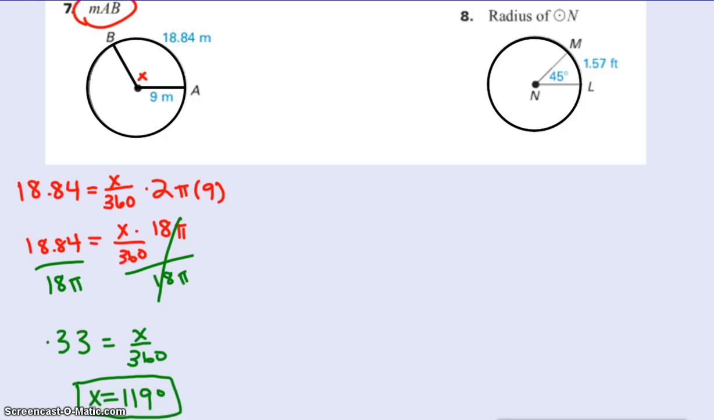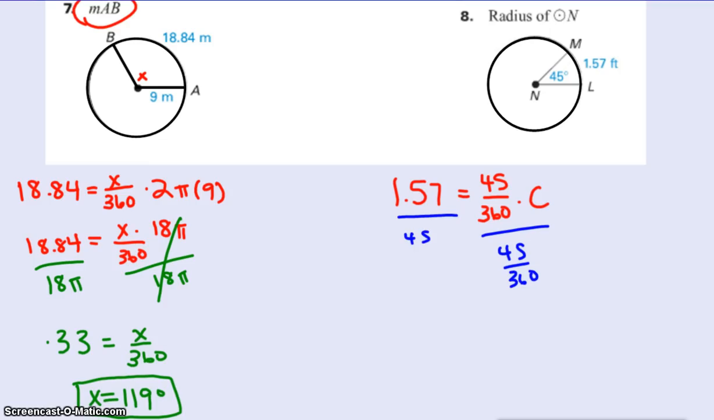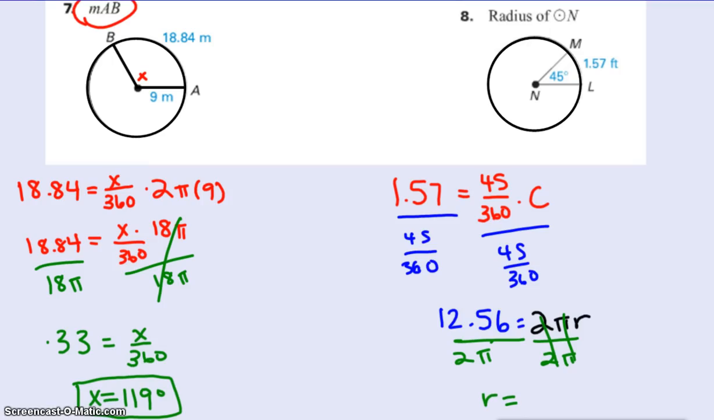Alright, for question number 8, it says find the radius. So I know the arc length is 1.57 equals, and the angle is 45. And I'm going to make it times C and then go back and divide by 2 pi to find the r. So by dividing both sides by 45 over 360, I get 12.56 as my circumference. And since I know that circumference is really 2 pi r, I can plug that in and divide by 2 pi on both sides. So r will be equal to 2 feet.